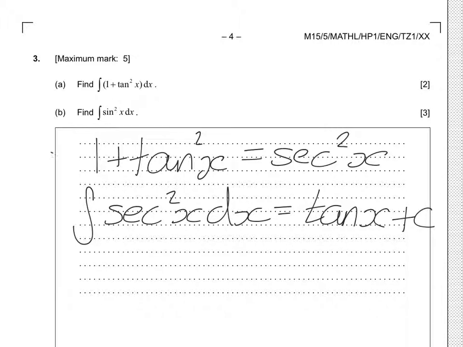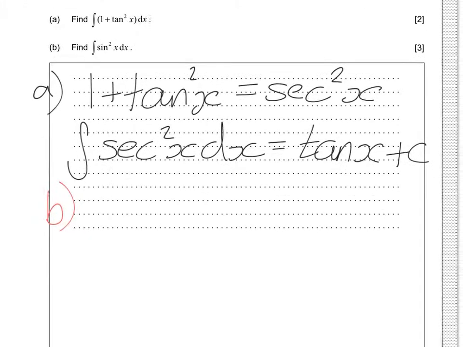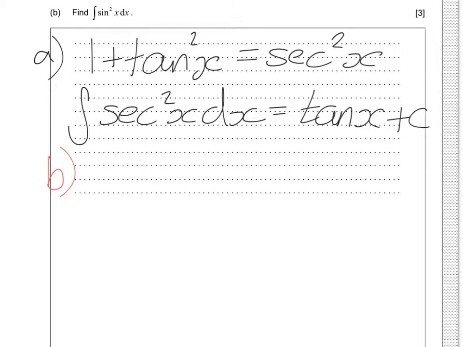So part A, straightforward. Part B, find the integral of sine squared x. A little bit more involved, but we've done this so many times. You should know that for sine squared x and cos squared x, in both cases you use one of the cos 2x formulae. There's a version of the cos 2x formula that exclusively uses cos squared, and there's a version that exclusively uses sine squared. Don't need to have them memorized.